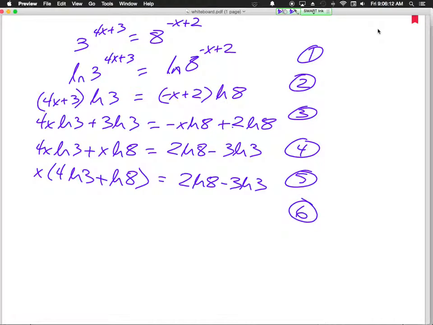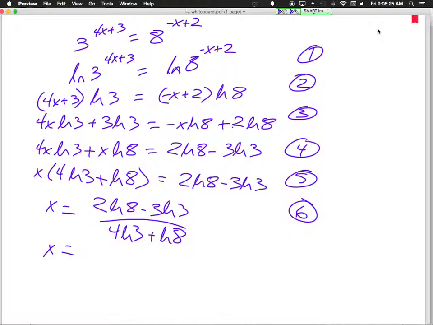Step 6, divide, very good. So put that in for me.